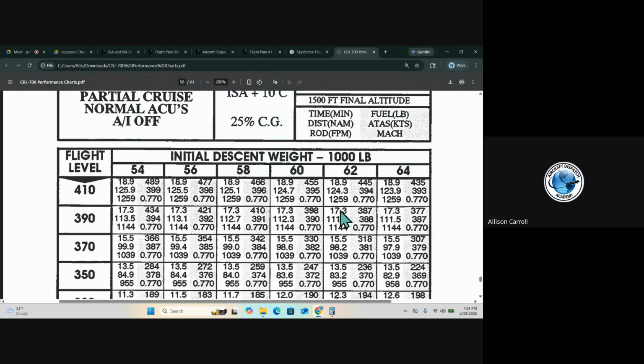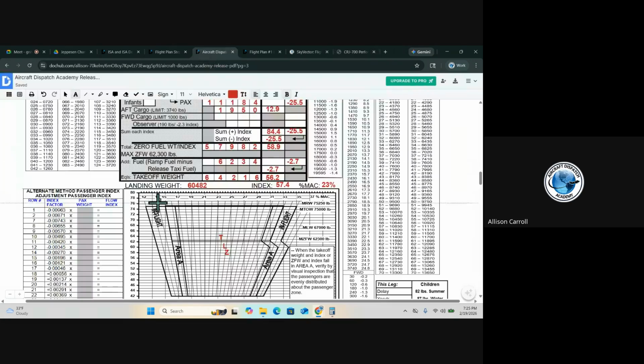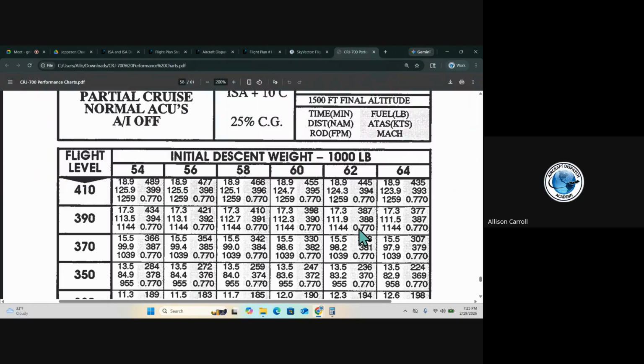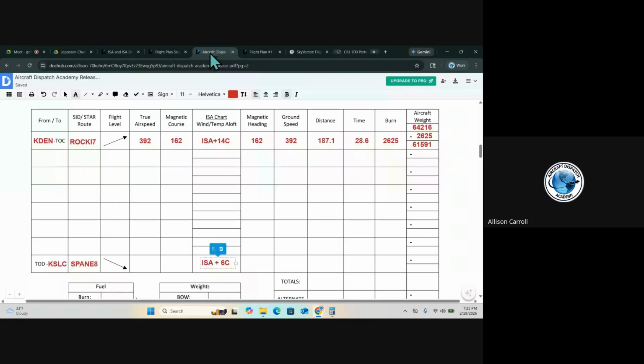Again, we'll use the time, the distance, the fuel, and the true airspeed. You don't worry about the rate of descent or the Mach. This first column up here is that true airspeed. So our true airspeed, remember that ATAS, in knots, is 388. So 388 right here. Our course comes from SkyVector.